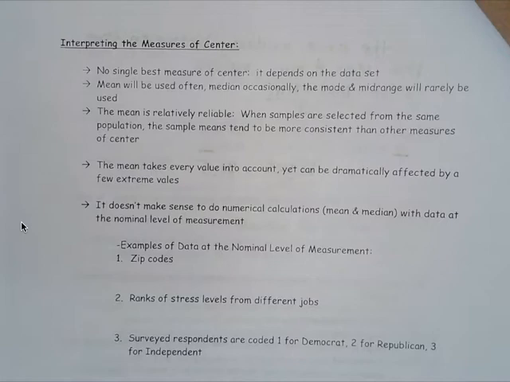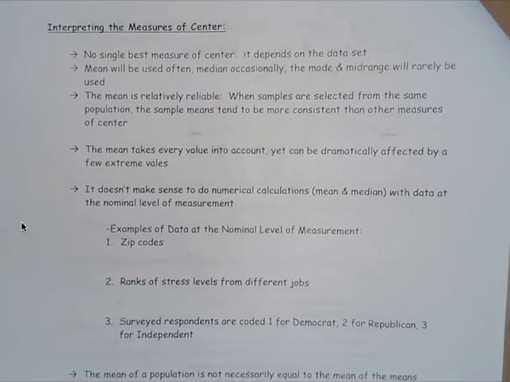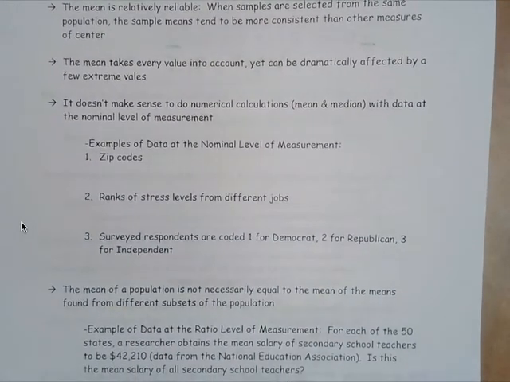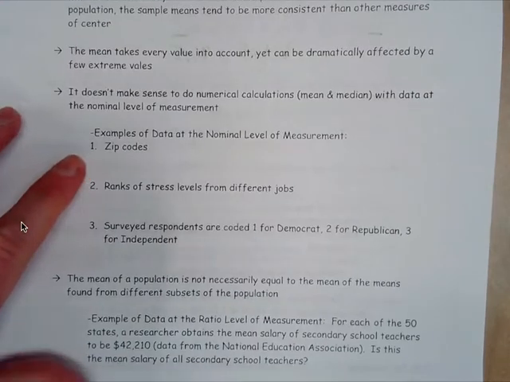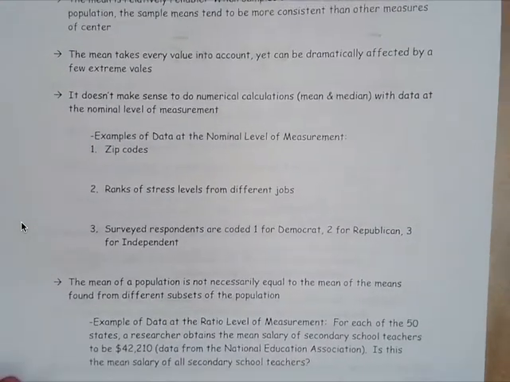Okay, there's no single best measure of the center. It depends on the data set. Mean is used often, median occasionally, mode and mid-range rarely. The mean is relatively reliable, except for when there's an outlier. It takes every value into account. It doesn't make sense to calculate mean and median with data at the nominal level of measurement. So you wouldn't use centers with zip codes, ranks, surveys.